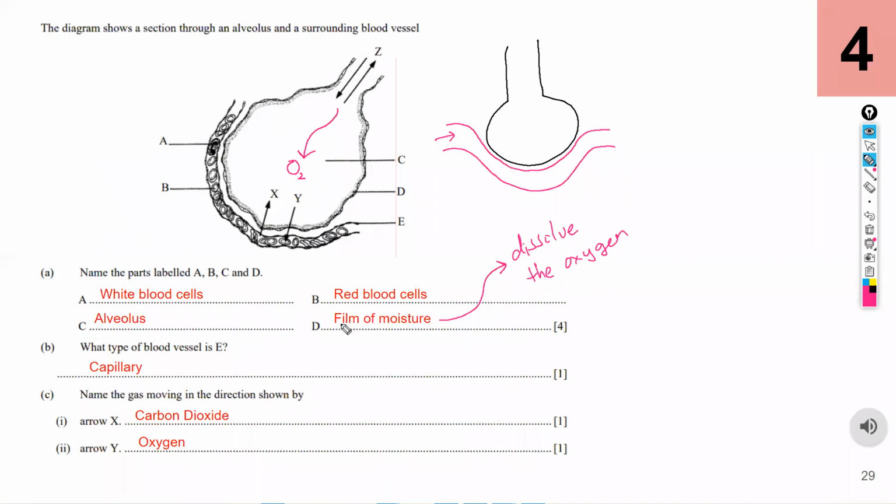Someone asked if, instead of saying a film of moisture, is it okay to say water? I've never seen anyone just come out right in the CXC exam and just say water. To be safe, I would prefer if you use the word moisture. And in place of the word film, you could also use a thin layer of moisture. Any of those terms would work, but just don't say it's water. All right, just to be safe.